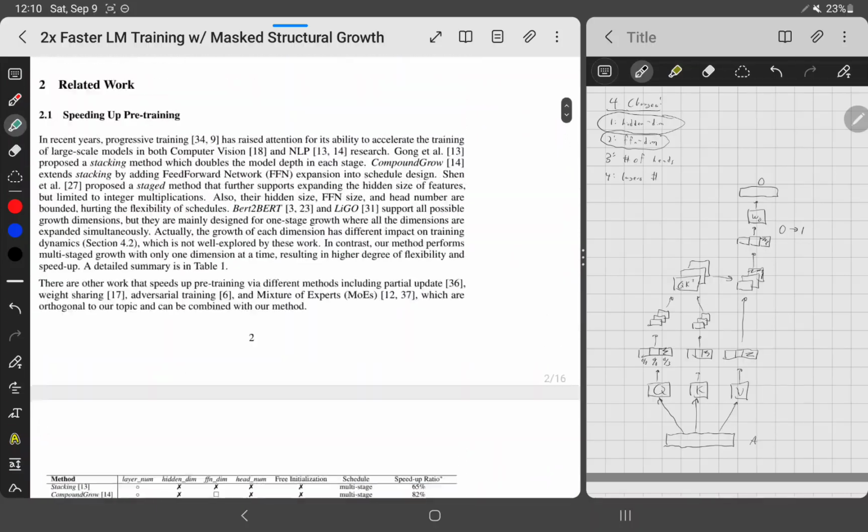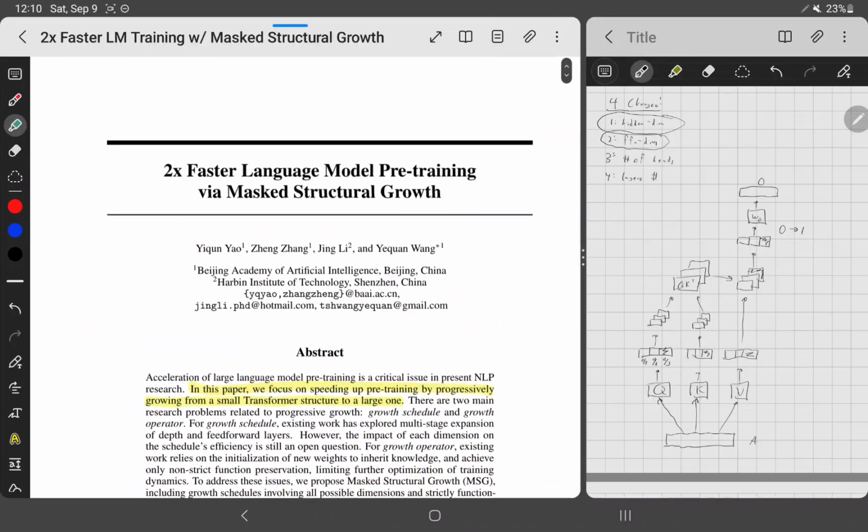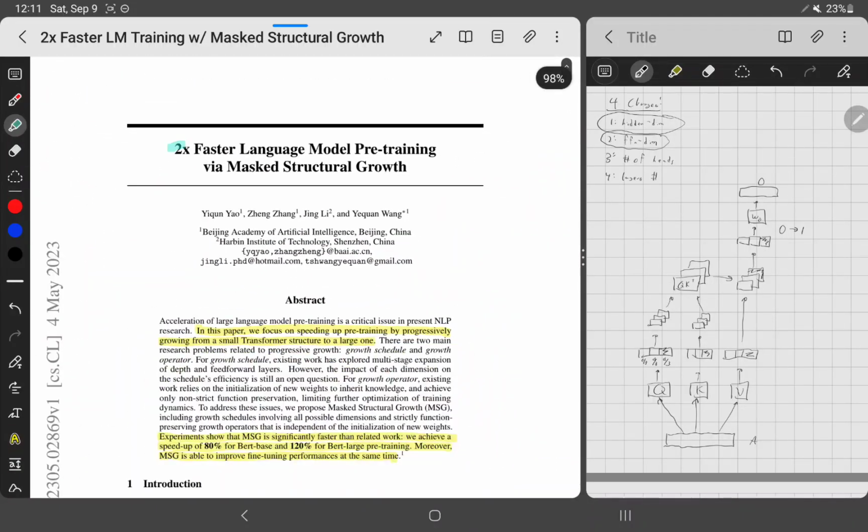That is the paper. It's just masking. That's basically it. 2 times faster language model pre-training via masked structural growth. Exactly what they said. Just masking things and growing the model by using that mask. So that's the paper.